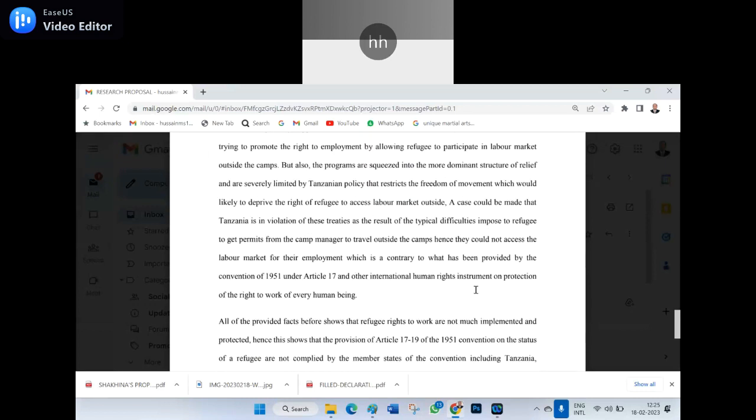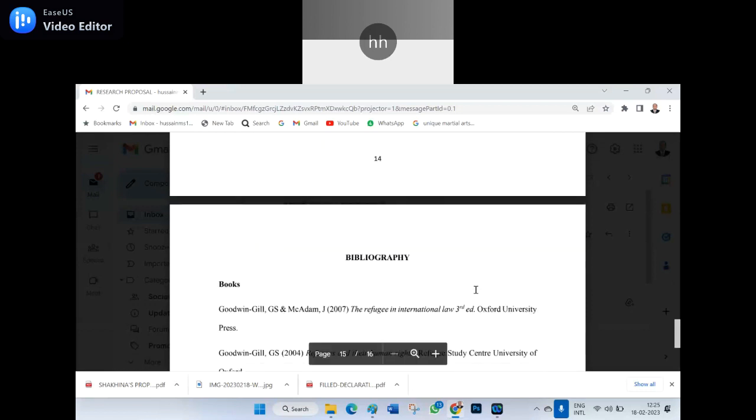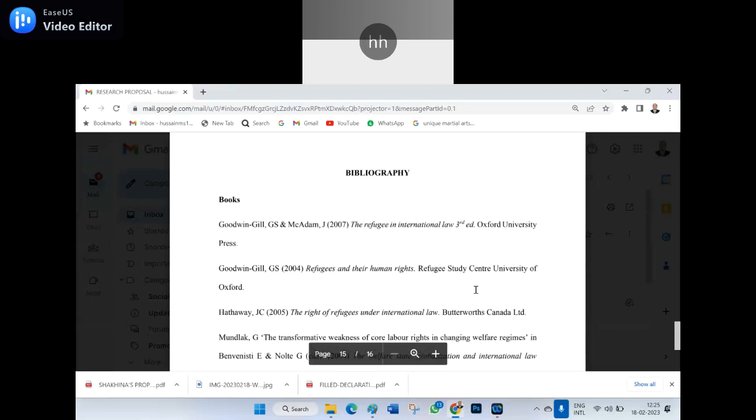Yeah, a review of the court. I don't know whether it is a report or whether it is a book. So we should be very much careful. It should be very much clear whether it is a report or a book. And selected bibliography, then books.